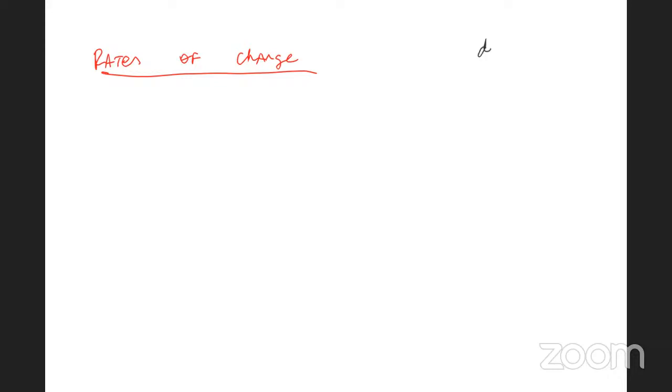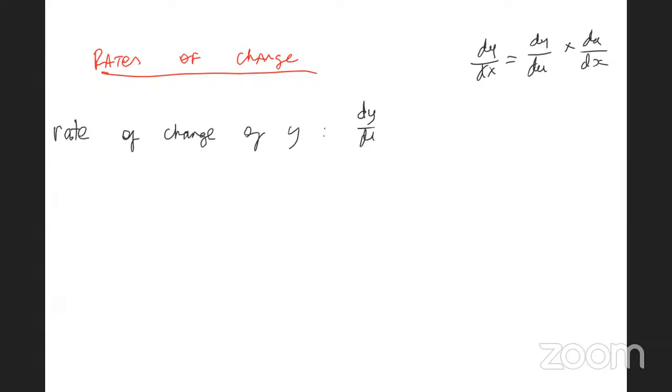Please remember that dy/dx is equal to dy/du times du/dx. There are some things to remember when applying rate of change. For example, let's say I told you the rate of change of y. If you saw that phrase, the rate of change of y, you know that has to do with dy/dt. Once you see the rate, it means that you have to include that dt there.